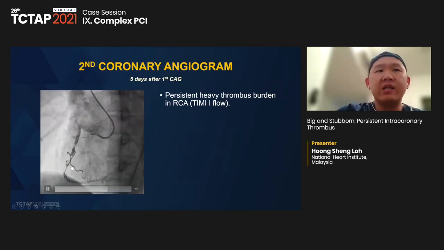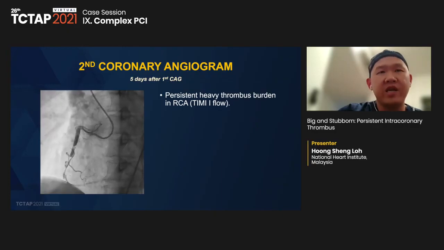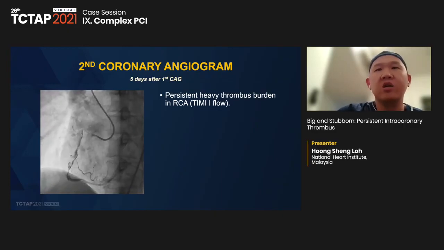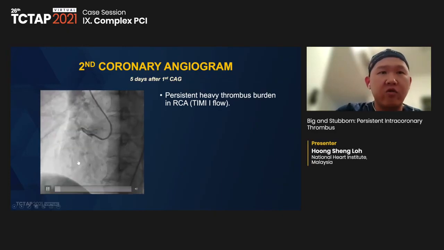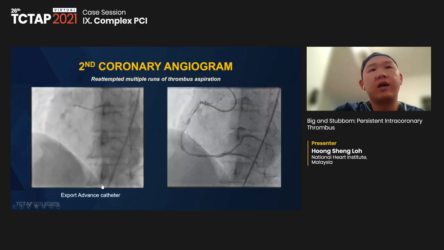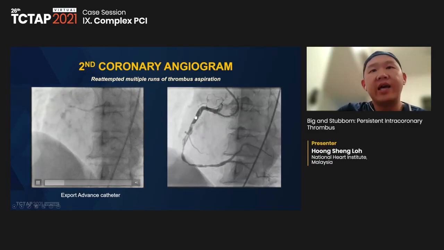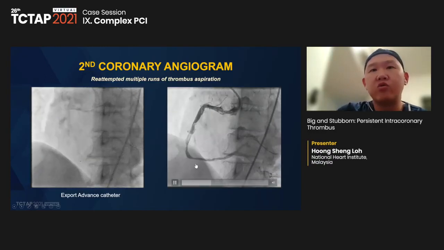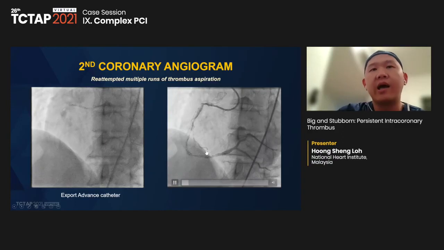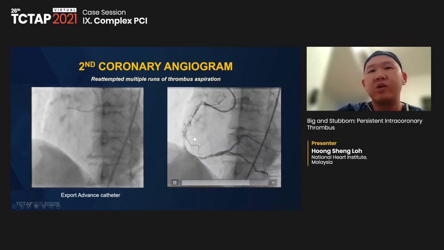Again, we can see there's a persistent heavy thrombus burden in the RCA despite already 12 days of antiplatelet and anticoagulation, and the flow is only TIMI 1. So we attempted again a thrombus aspiration with the Export Advance catheter. Again, we failed to remove most of the thrombus. And most likely the thrombus is already well organized. It's pretty hard to aspirate.